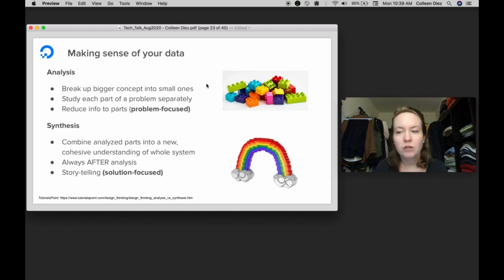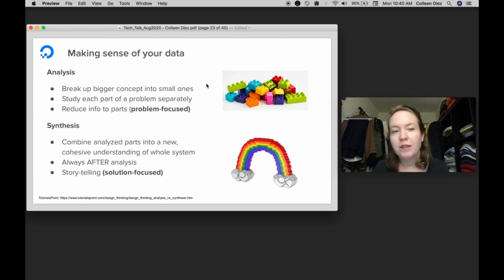So essentially, this is called reductionism. You're reducing the information into parts, and you're focusing on the problem that's being illustrated by your data. So a good way to think about this is like Lego pieces. These are the different components of your data that you're taking a look at.